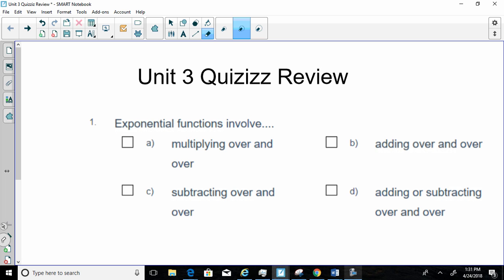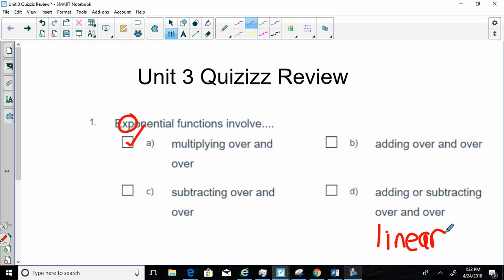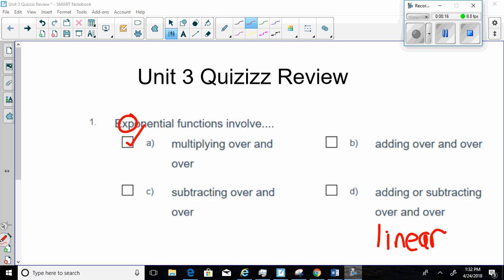First question. Exponential functions involve which one? Multiplying. Because the x in exponential means multiplying. What would be subtracting and adding over and over? All these would be linear, right? Alright, next one.